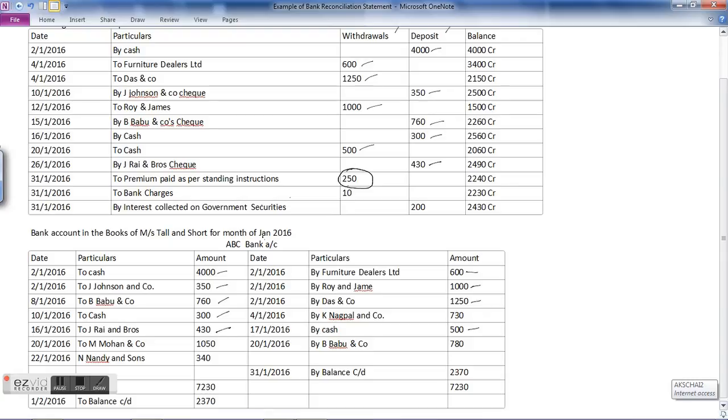Then to bank charges, 10 rupees. Let's see if we have bank charges. It's not there on the credit side. Okay, so we'll just circle it.